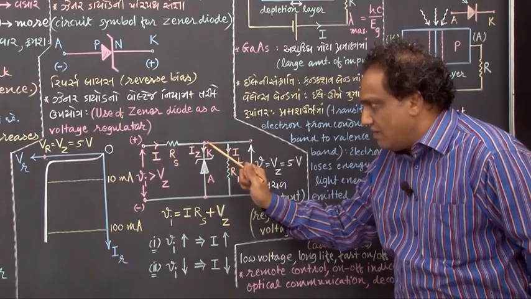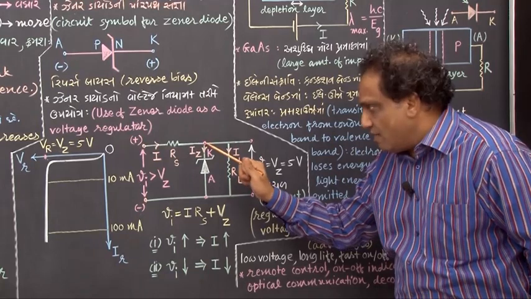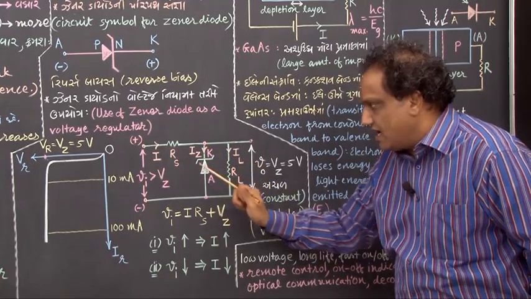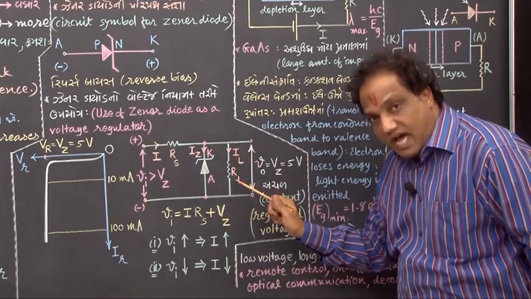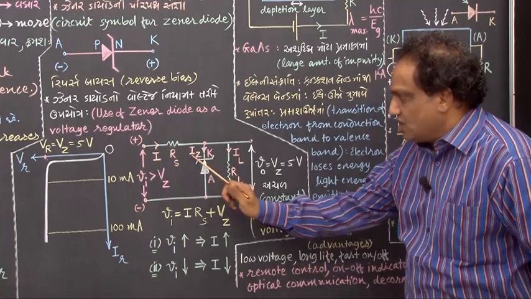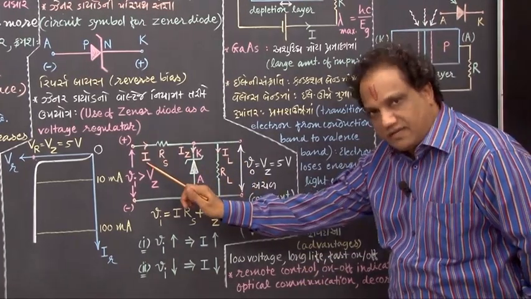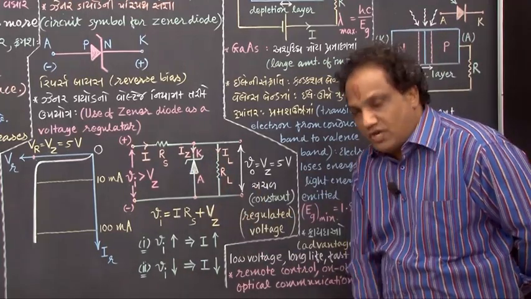And now current starting from this terminal, away from positive terminal, this current I am taking as I. This current will come up to this junction. Further it will be divided into two parts. Part of the current flowing through Zener diode, let it be IZ, and remaining part is flowing through load resistance RL, let it be IL. Correct? Now tell me, summation of these two will be equal to I.